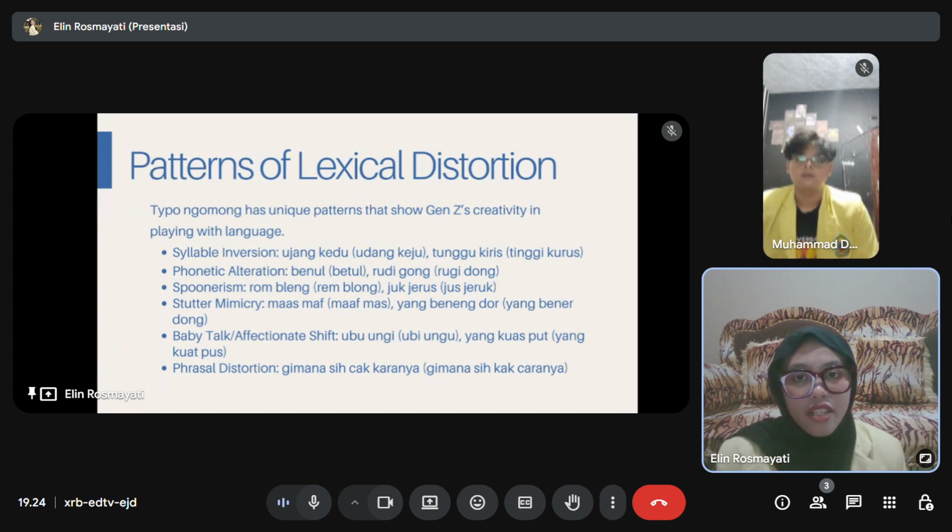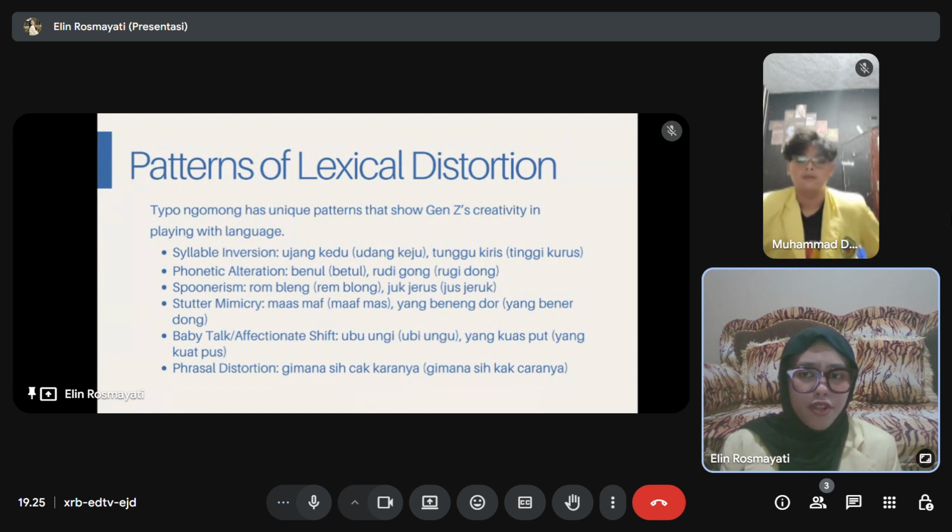So the next slide is about patterns of lexical distortion. Tipo ngomong has unique patterns that show Gen Z's creativity in playing with language. Like my partner already said before, this tipo ngomong, found on TikTok or on social media like WhatsApp, Instagram, and Twitter, shows the creativity of Gen Z and has a lot of types or patterns in it.